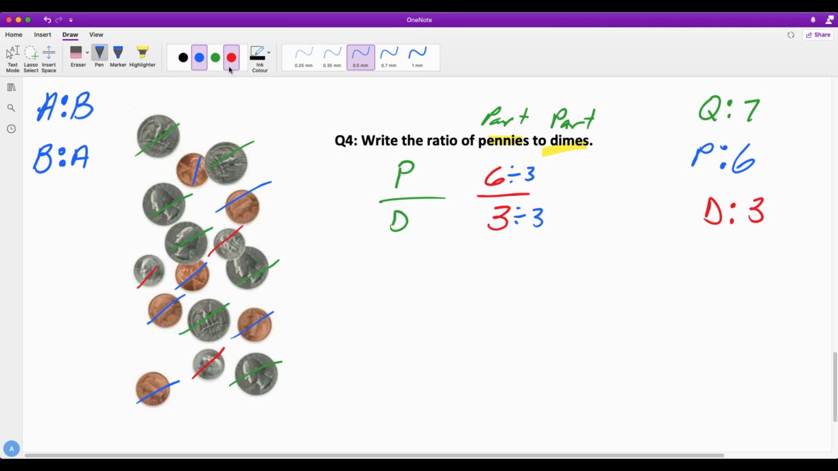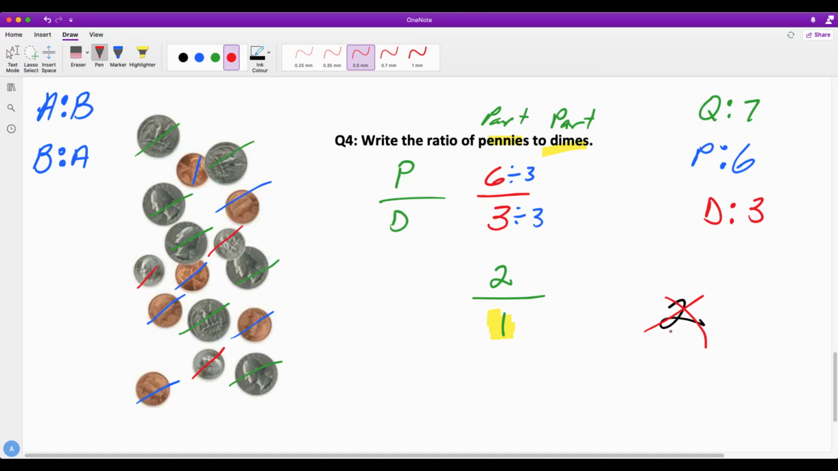Well, 6 divided by 3 is going to give me 2, and 3 divided by 3 is 1. You must leave your denominator as 1. You cannot just write it as 2. If you just write it as 2, you will not get this correct.